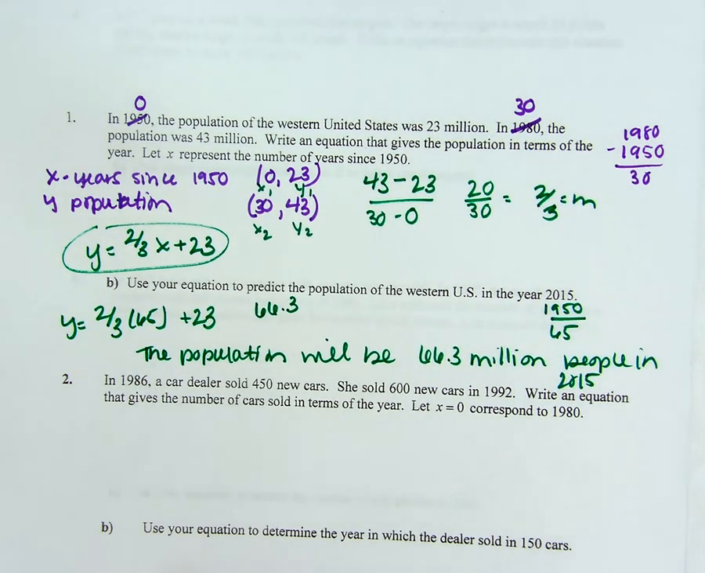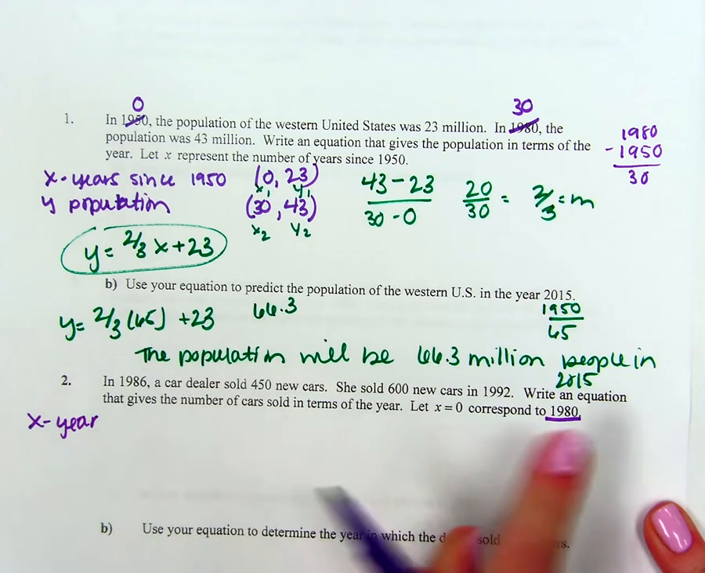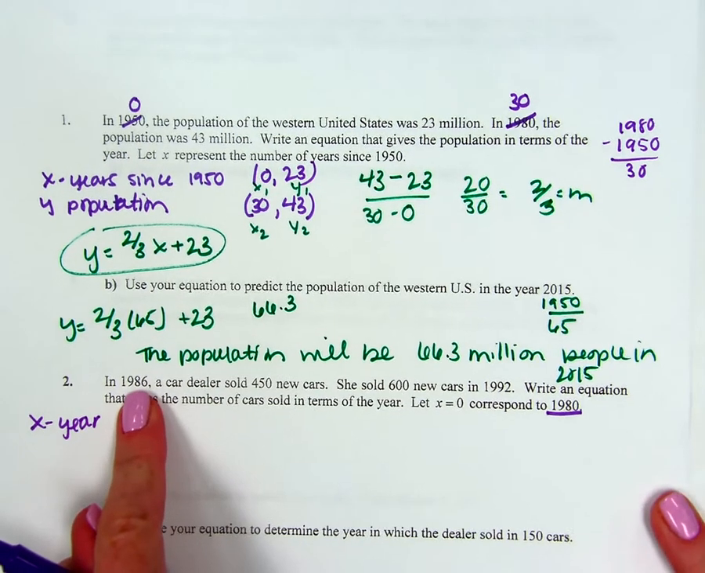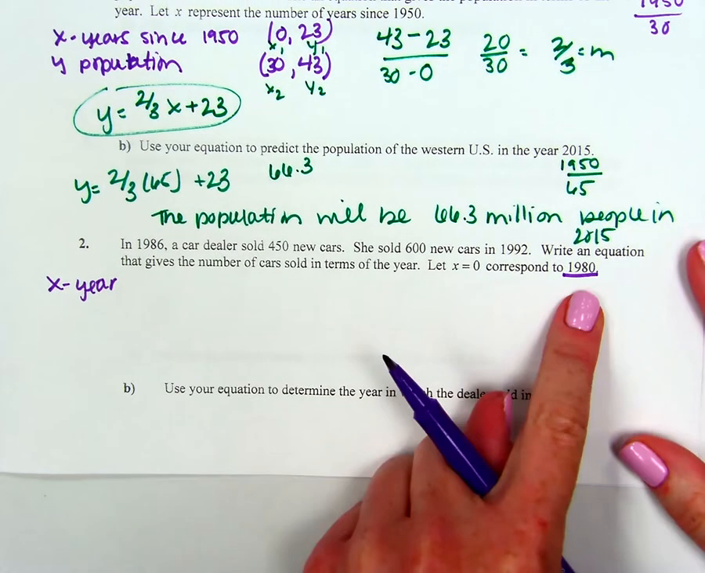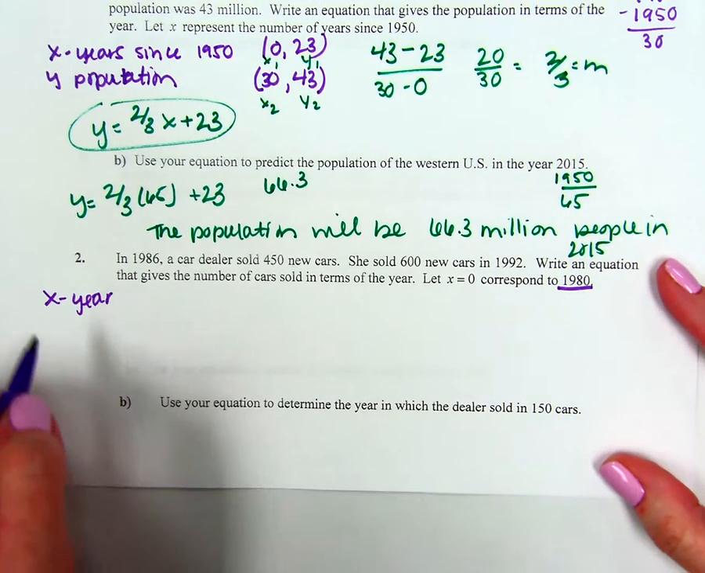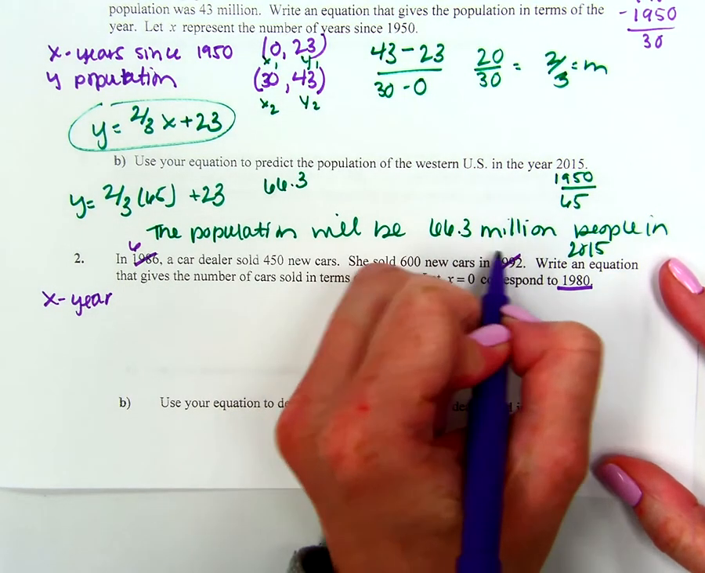Number 2 says, in 1986, a car dealer sold 450 new cars. She sold 600 new cars in 1992. Write an equation that gives the number of cars sold in terms of the year. Let x equal 0 correspond to 1980. So x is going to be my year, and if I'm corresponding to 1980, I need to go back and determine the information for my ordered pairs and figure out my year. So 1986, 86 minus 1980, that's going to be 6. And in 1992, that's going to be 12.